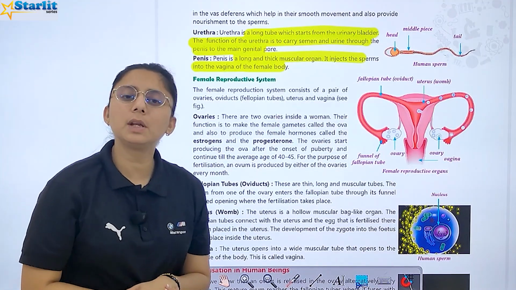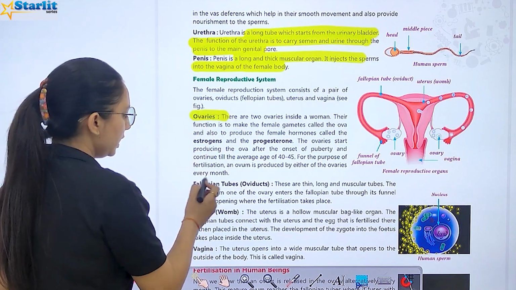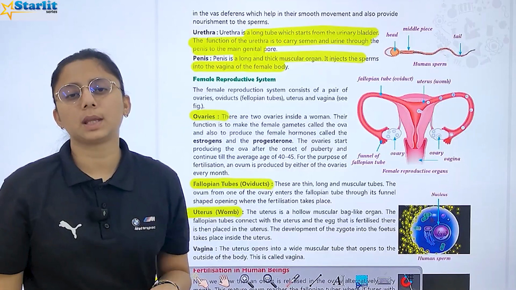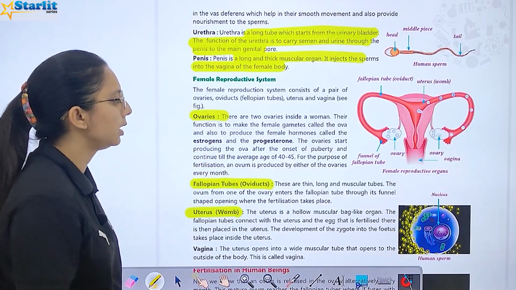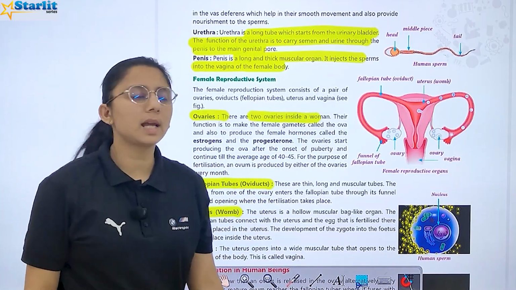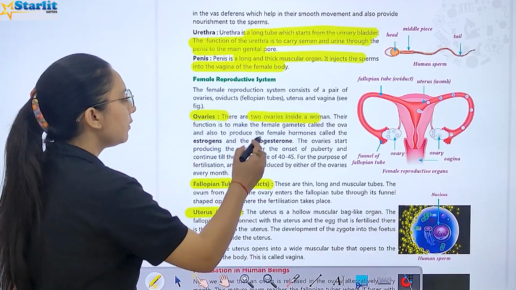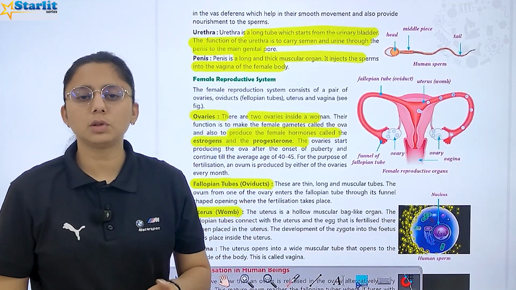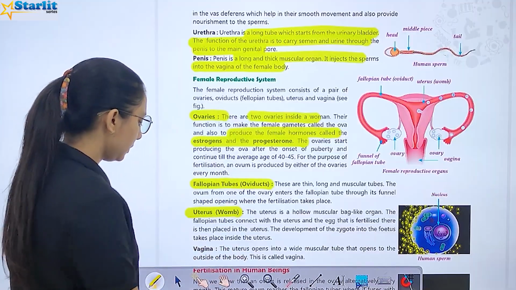Now we will talk about the female reproductive system. We have the ovaries, the fallopian tube which we call the oviduct, and the uterus which we call the womb. First is the ovary. There are two ovaries inside the body. They produce the female hormone called estrogen, which starts at an age of around 40 to 45 on average.